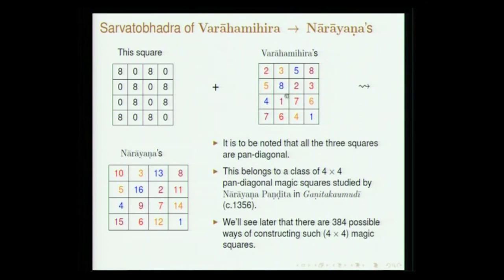This magic square of Varahamihira, when it is added with another square like this, you will get this. In fact Narayana considers in great detail, the elements 1 to 16 that fill this magic square, and the various ways in which it can be done. We will show a little later, as I was mentioning, it is only 384. The point I am trying to say is, Varahamihira's magic square added to this will give one of these 384 possibilities of the 4 by 4 magic square, the pan diagonal magic square which has been discussed at great length and presented by Narayana.